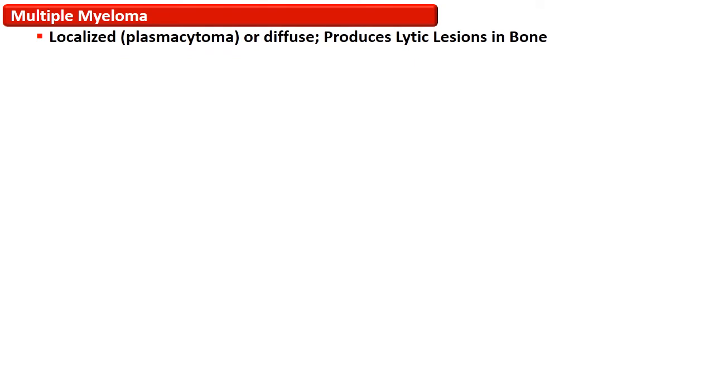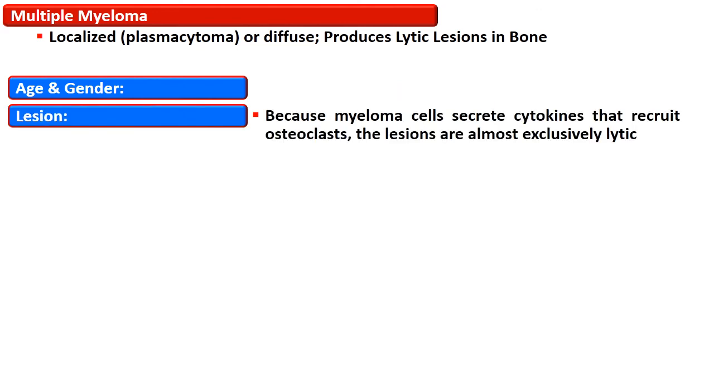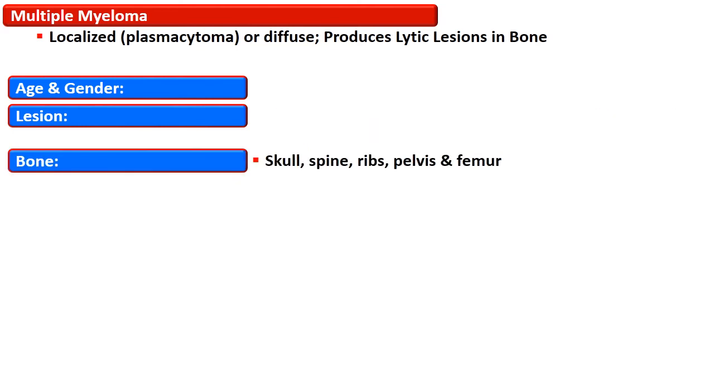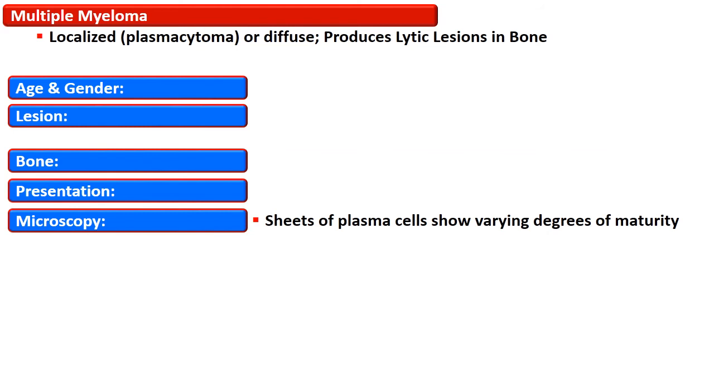Myeloma can be localized or diffuse, and they produce lytic lesions in the bone, and they affect the older age group, more than 65 years of age, and males are twice as commonly affected as females. The lesions that they produce are due to the myeloma cells. These myeloma cells secrete cytokines. They are responsible for the recruitment of the osteoclasts, and the osteoclast recruitment is responsible for the lysis of the bone. The commonly affected bones are skull, spine, ribs, pelvis, and femur, and they present with pathologic fracture also.